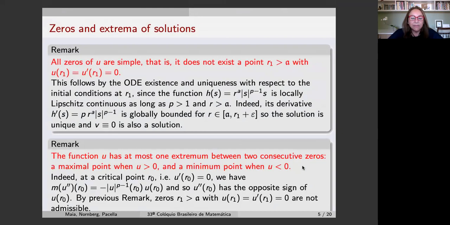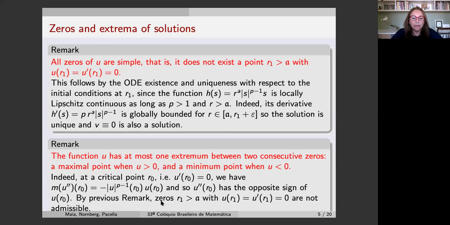The function u has at most one extremum between two consecutive zeros, a maximum point when u is positive and a minimum point when u is negative. Indeed, it is clear to see because if you take r0 with derivative equal to 0, a critical point, then Pucci's equation is going to be M plus/minus of u'' at r0 equals minus modulus of u to the p minus 1 at r0, times u at r0. So you see that the sign of u is related to the sign of u''. So u''(r0) has the opposite sign of u(r0).